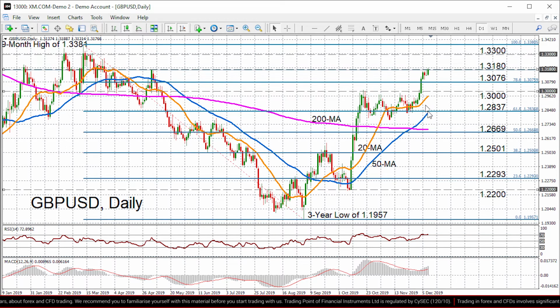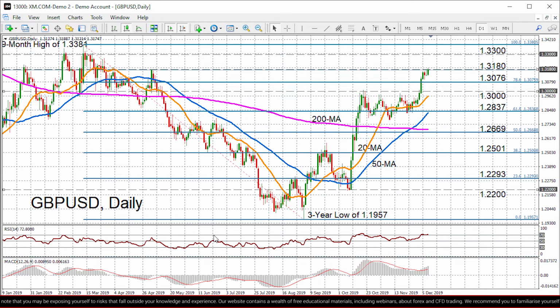But if prices were to fall further towards the 61.8% Fibonacci at 1.2837, that would shift the short-term bias back to a neutral one, whereas a slip below the 50-day moving average would shift the bias to a bearish one. Further down, the key support would come there at 1.2669. That's the 50% Fibonacci near the 200-day moving average, whereas if we see declines as low as the 1.25 handle, that would shift the positive medium-term picture back to a neutral one.